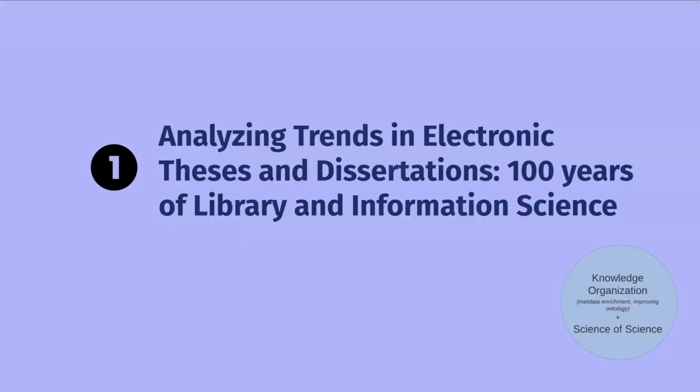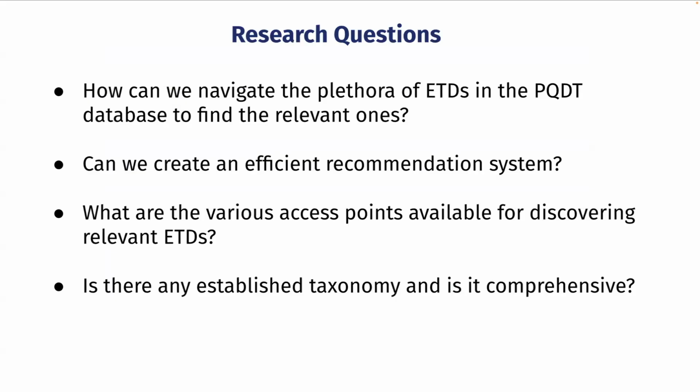Coming to the first case study, which is on analyzing the trends in electronic theses and dissertations over the 100 years of library and information science. Here, my research questions are: how can we navigate the plethora of electronic theses and dissertations in the ProQuest thesis and dissertation database to find the relevant ones? Can we create an efficient recommendation system using text mining or machine learning models? And what are the various access points available for discovering these relevant ETDs? And is there any established taxonomy and is it comprehensive?